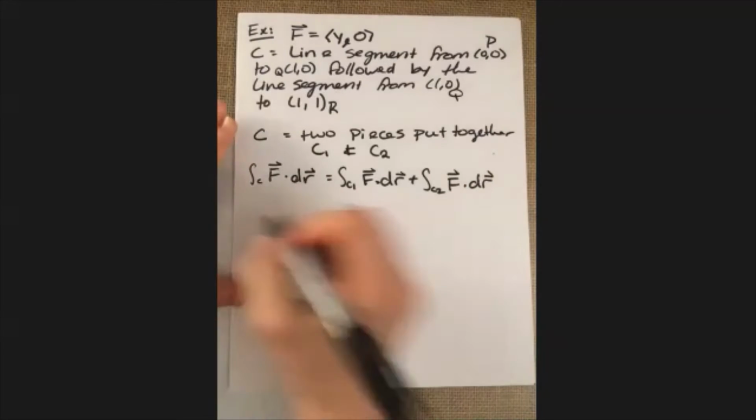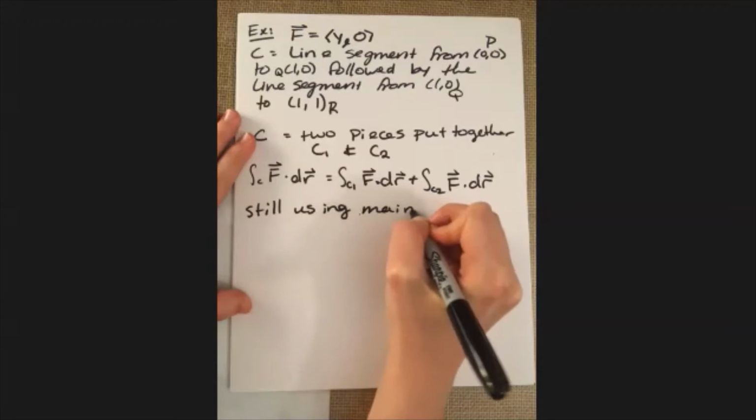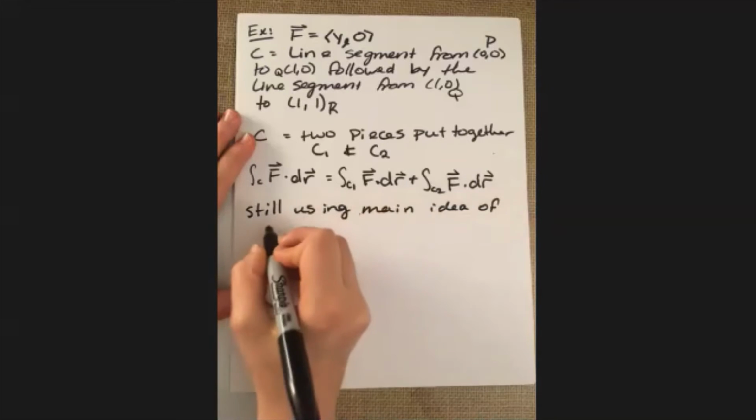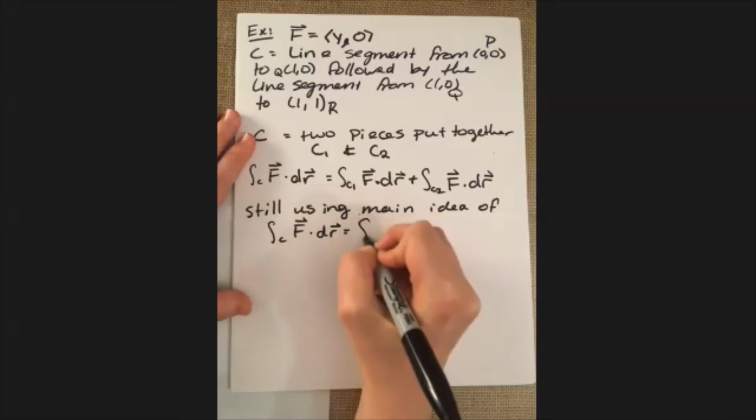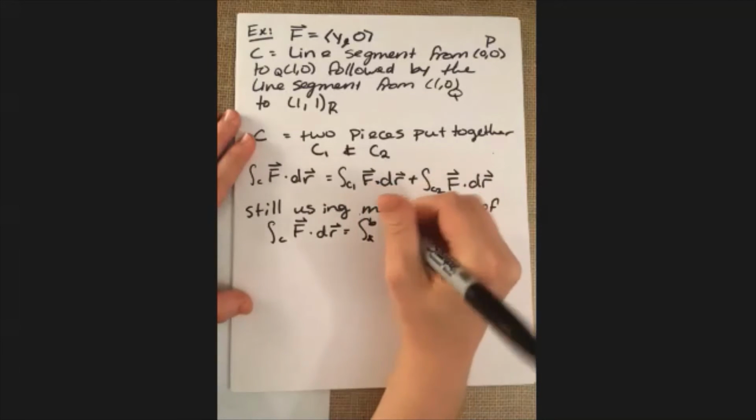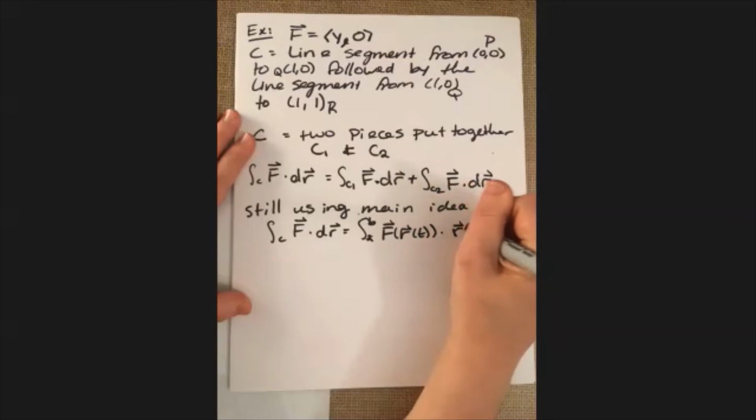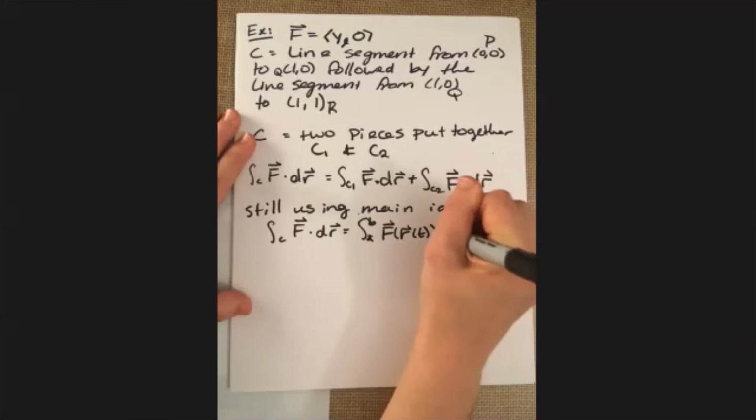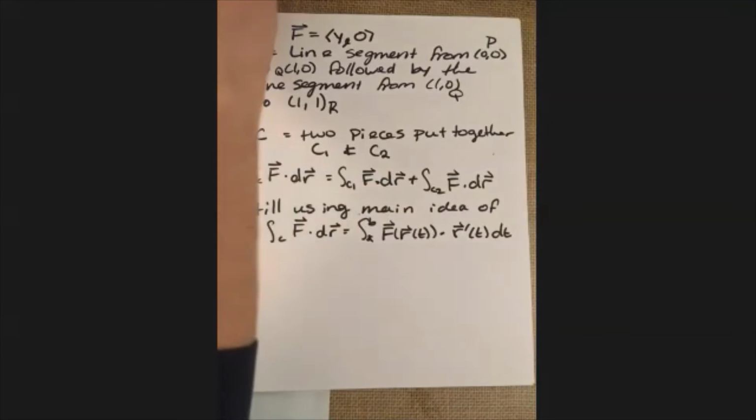But again, we still want to use our formula, the integral over C of f dot dr equal to the integral from a to b of f of r of t dot r prime of t dt, where r of t is really just the parameterization for each one of those. So we're going to have two pieces, compute them separately, and add them back together. Same idea as we did with the line integrals earlier. So let's work with this first piece here.